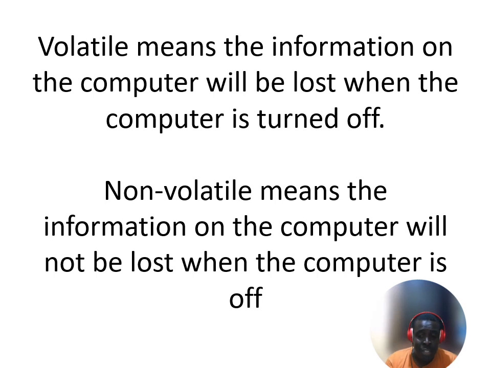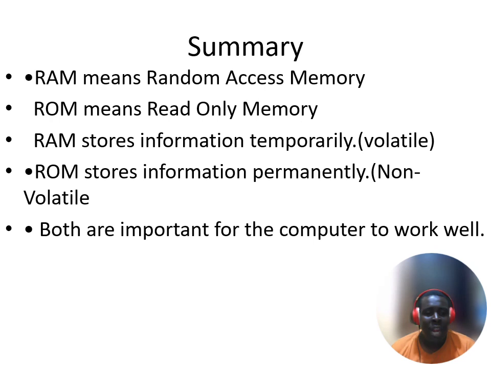Very good. So let's look at a quick summary of our lesson for today. RAM means random access memory, and ROM means read only memory, right? RAM stores information temporarily, meaning it is volatile. Then ROM stores information permanently, meaning it is non-volatile. Now both are important for the computer to work.